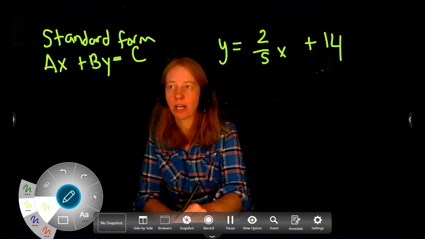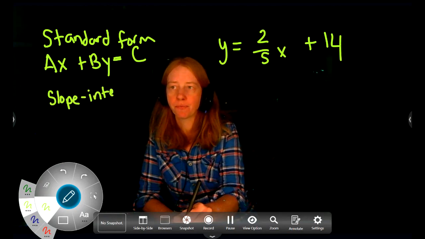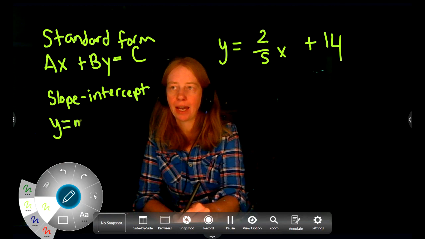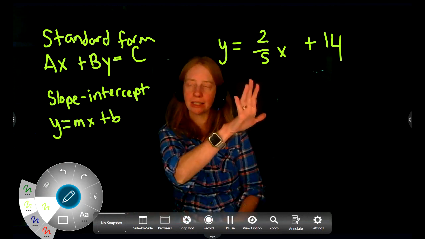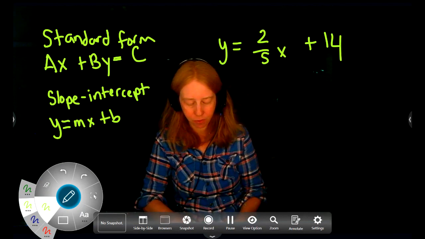Now, the equation that we are given is in slope-intercept form. So slope-intercept form is what you guys are used to using. Slope-intercept form is y equals mx plus b, where m is the slope and b is the y-intercept. So we're taking this slope-intercept form and we're going to convert it to standard form.